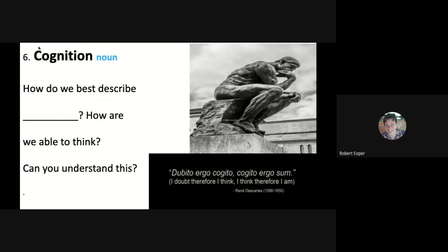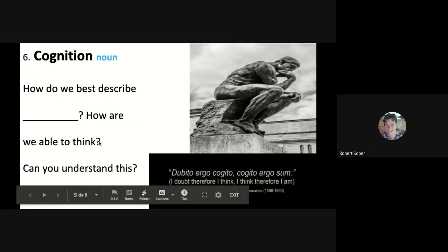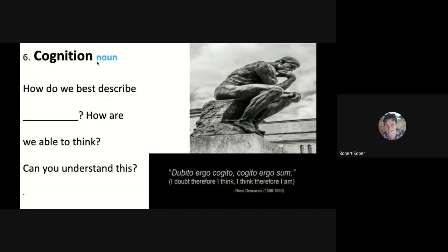So how would we use that? How do we best describe cognition? How are we able to think? Can you understand this? When we're using cognition, we're really thinking about the thinking part of our brains, similar enough to a mind. It's got a more technical definition, but all you need to do is think of it in the same way as a mind.